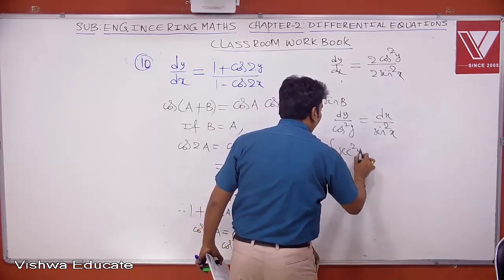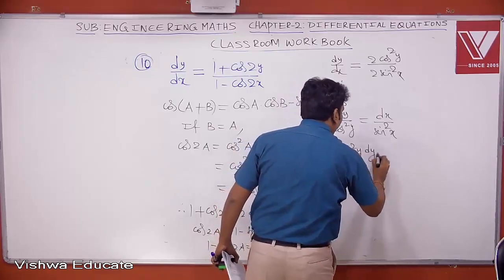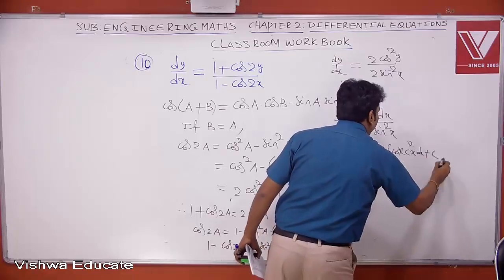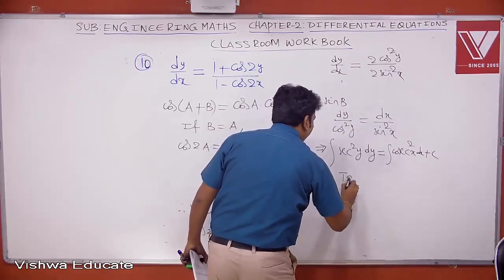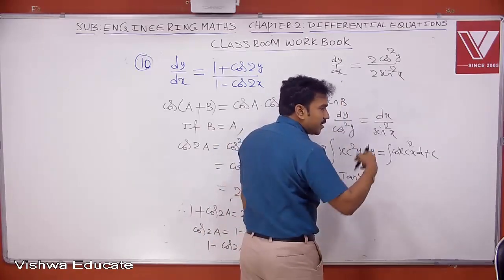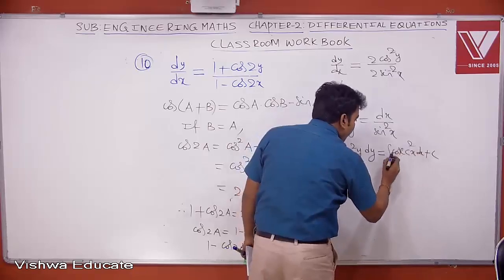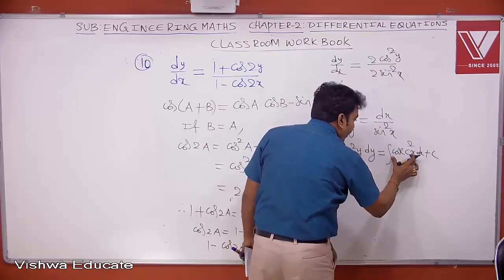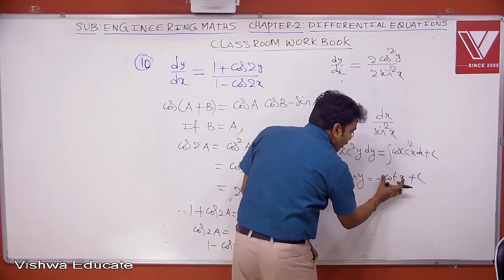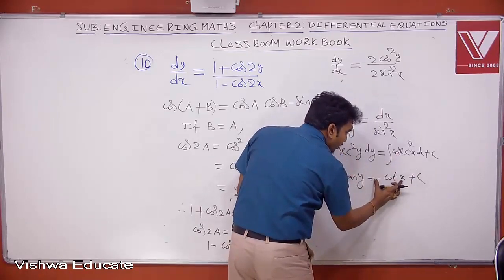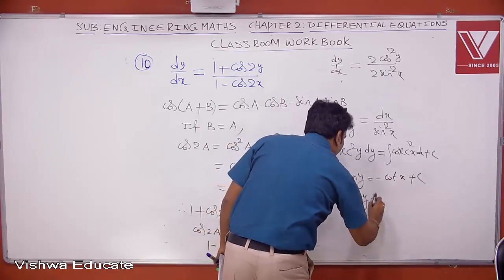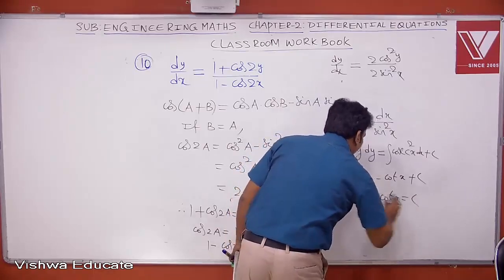Integral 1 by cos square y means secant square y. So integral secant square y equals integral cosecant square x dx plus c. Integral secant square y is tan y. Integral cosecant square x: derivative of cot x is minus cosecant square x. So integral cosecant square x is minus cot x plus c, because minus cot x derivative is plus cosecant square x. Therefore, the result is tan y plus cot x equal to c.